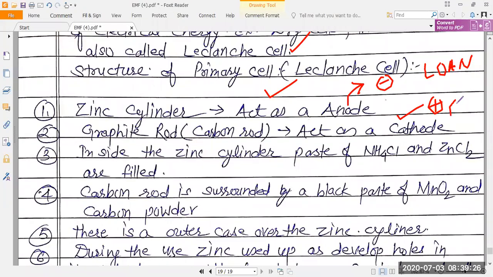PAV, NCR. PAV means positive anode oxidation. Anode will be positive, oxidation will happen. NCR, negative cathode reduction. So inside the zinc cylinder, a paste of ammonium chloride and zinc chloride is filled.